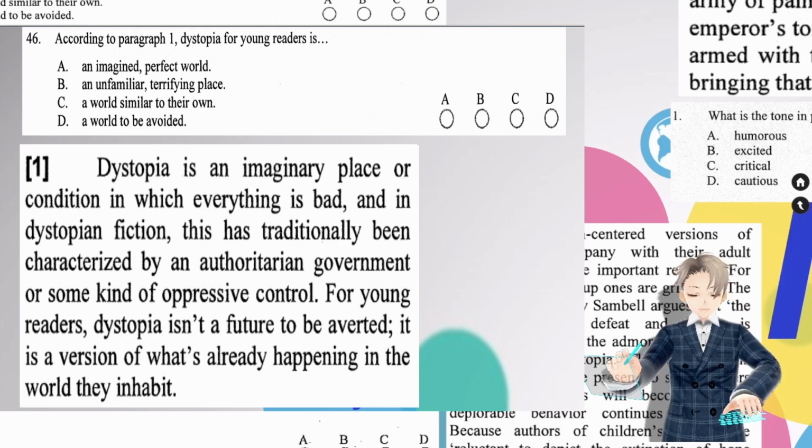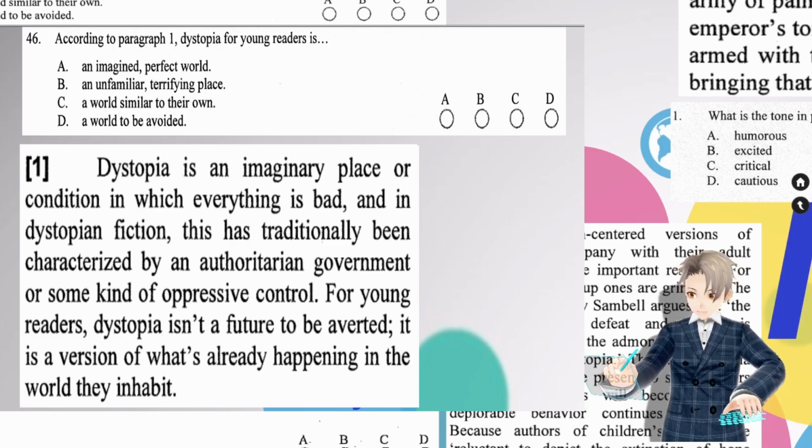For example, answer A is an imagined perfect world. Let's take a look. Dystopia is an imaginary place or condition in which everything is bad. Bad does not sound like a perfect world. Okay, so we can kind of cross A out. What about B? An unfamiliar, terrifying place. Okay, well, bad could be terrifying. The question would be, is it unfamiliar?